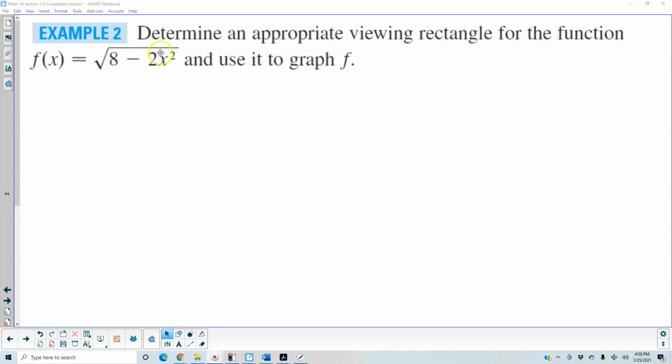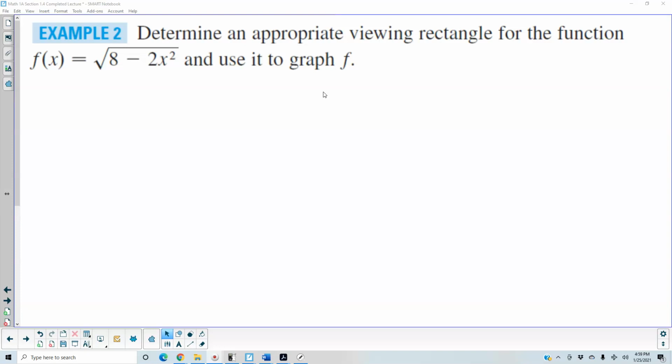Example 2. Determine an appropriate viewing rectangle for the function f of x, which is equal to the square root of 8 minus 2x squared, and use it to graph f. So in this scenario, we're given the function, and we don't have the x max and x min, or the y max or the y min, for us to be able to know what that viewing rectangle is.